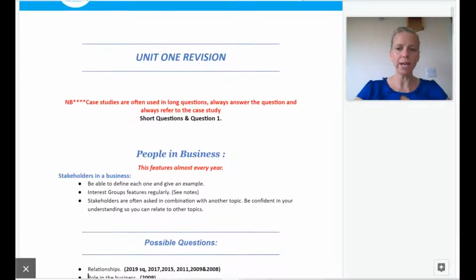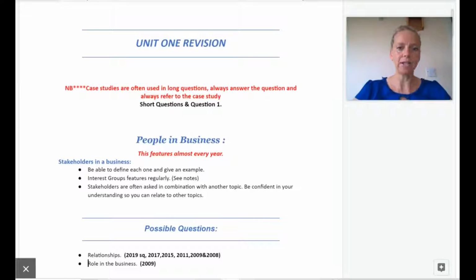What I said here about unit 1: case studies are often used in long questions. Always answer the question and always refer to the case study. We have mentioned this previously as well when we talked about our long questions. So always, always make sure that if there is a case study there, you relate back to that case study. It often comes up, might be in consumer law. So it might give you an example of somebody who has bought a phone, or it might mention that a Samsung Galaxy phone has had a problem. What are the consumer's rights? So you have to always relate it back to the case study.